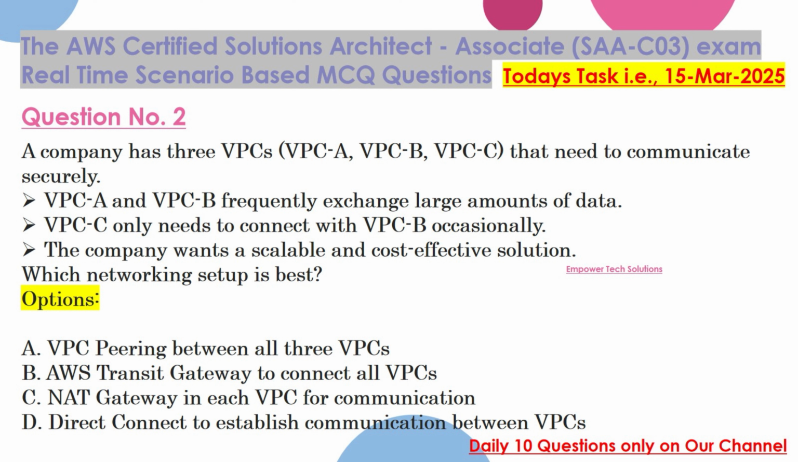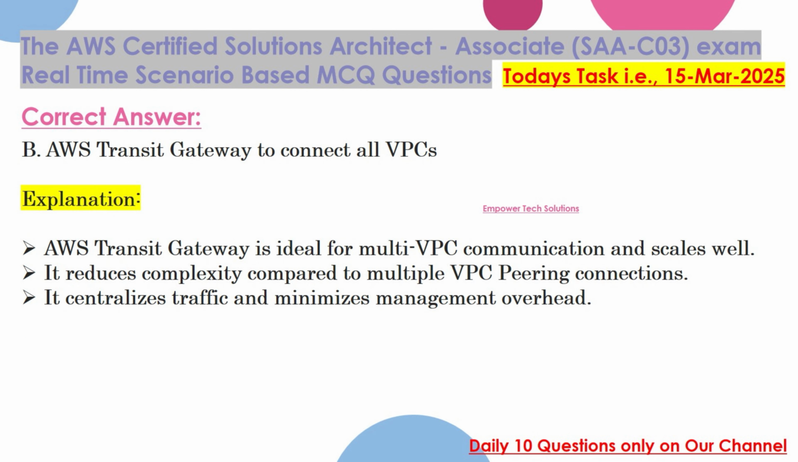Options: A. VPC peering between all 3 VPCs. B. AWS Transit Gateway to connect all VPCs. C. NAT Gateway in each VPC for communication. D. Direct Connect to establish communication between VPCs. Correct answer: B. AWS Transit Gateway to connect all VPCs.